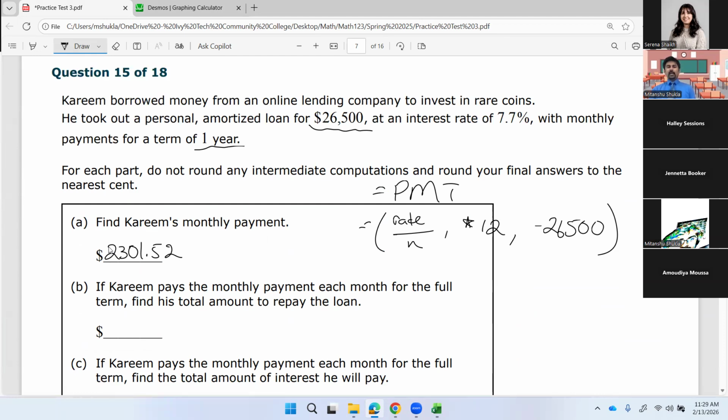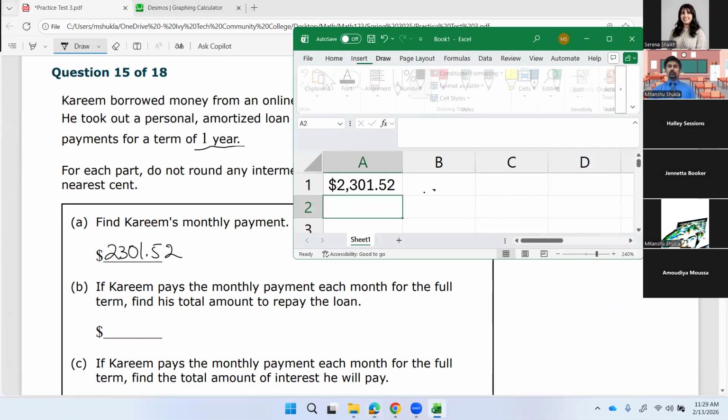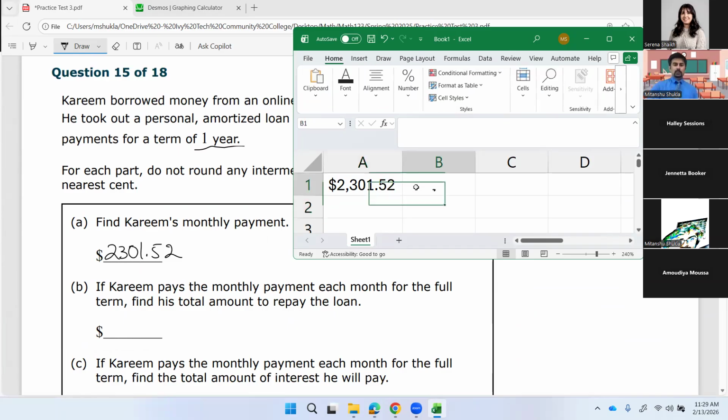So if Kareem pays the monthly payment each month for the full term, find his total amount to repay the loan. Well, it's doing this for 12 months. So let's say equals this thing. What's this thing times 12? $27,618.23.